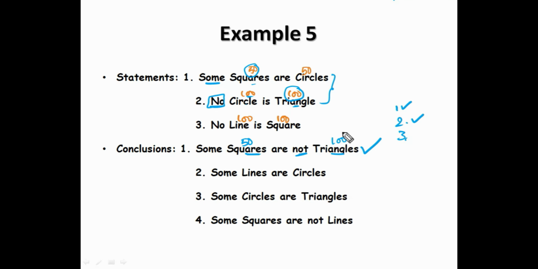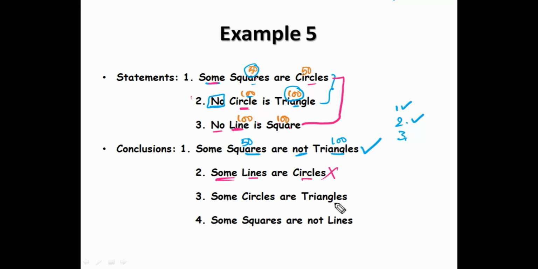Now see the second conclusion. Lines and circles. Circle is here. Sorry. Circle and line, combining 1 and 3. Line is here, circle is here, there is a common element, square. So ignore the second statement. See 1 and 3 only. Line and circle. First positive and negative. So this is positive and it is negative. Result must be negative but given positive. That's why it is not follows.